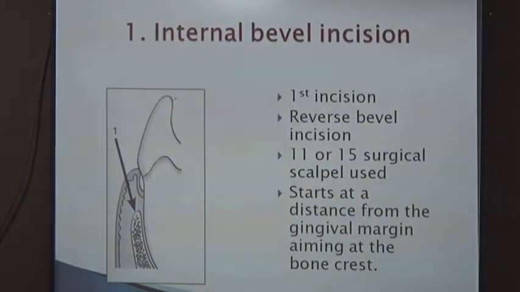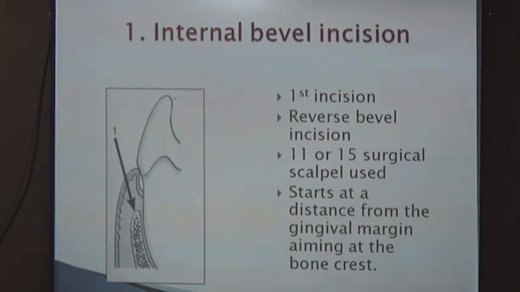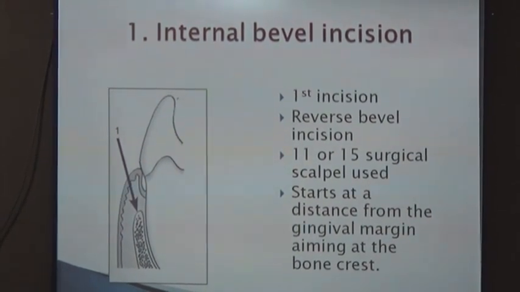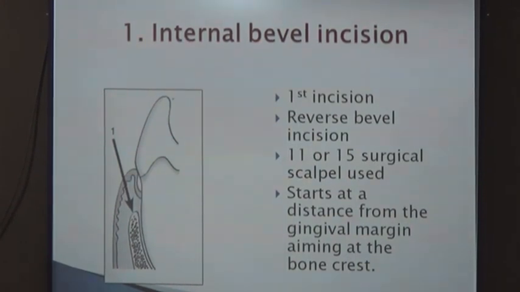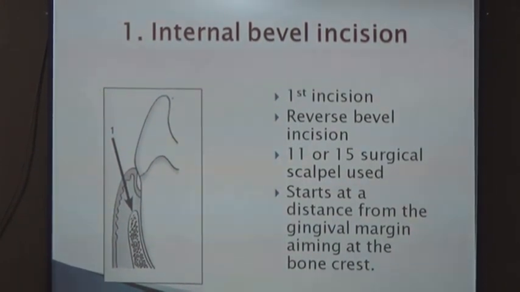Internal bevel incision is always the first incision. Another name for internal bevel is reverse bevel incision. It is the first incision. An 11 or 15 surgical scalpel is used. It starts distant from the gingival margin, aiming at the bony crest. Look here, the aim of this incision is towards the bony crest. That is why we do this in modified Widman flap. They can ask you about the first incision, they will also give clavicular and others below. Then you should think internal bevel incision is the first incision. A 15 or 11 blade can be used. It is directed towards the alveolar crest.